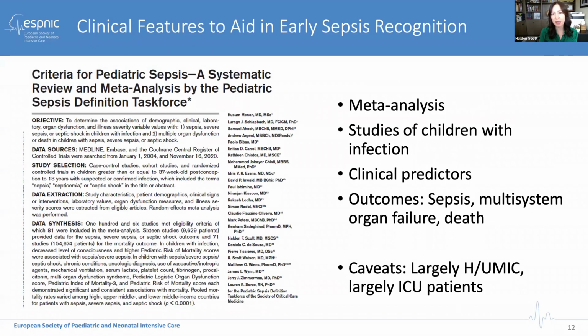What are clinical features that may aid in early sepsis recognition? I present here a meta-analysis that was performed by the Pediatric Sepsis Definition Task Force. It pooled studies of children with infection to identify clinical predictors associated with the outcomes of sepsis, multisystem organ failure, and death. There are some caveats. Although studies came from all over the world, the number of children included in the pooled meta-analysis largely came from high and upper middle income countries. Largely, the included patients were also ICU patients.